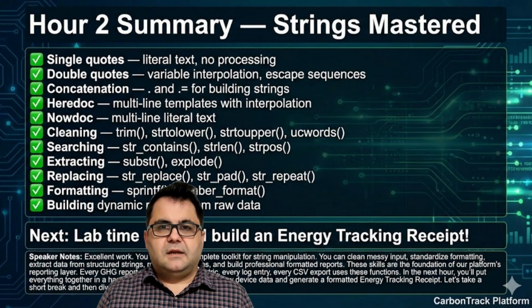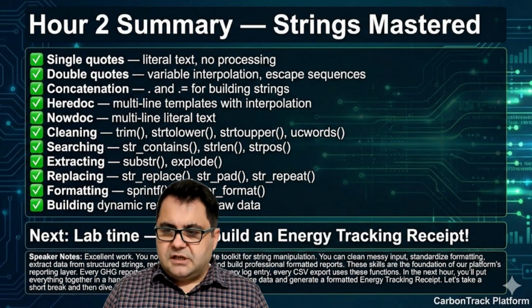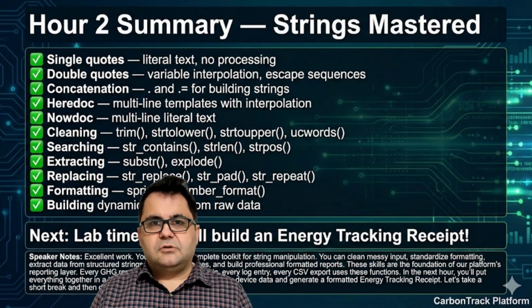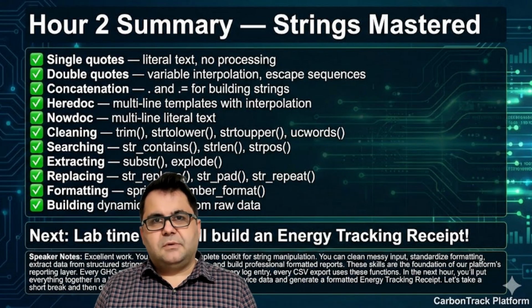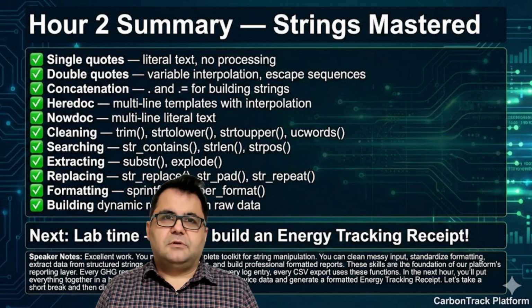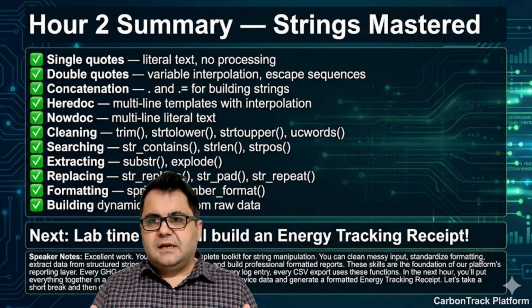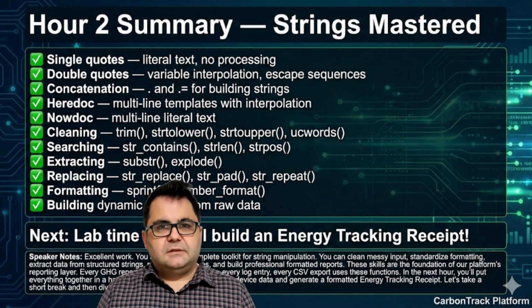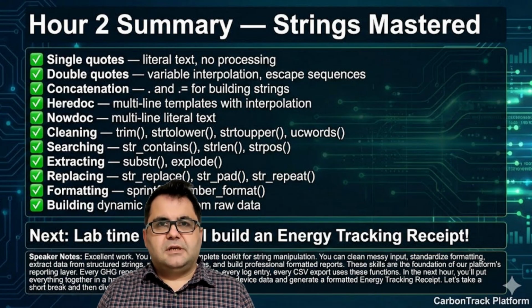Excellent work. You now have a complete toolkit for string manipulation. You can clean messy input, standardize formatting, extract data from structured strings, replace bad values, and build professional formatted reports. These skills are the foundation of our platform's reporting layer. Every GHG report, every dashboard metric, every log entry, every CSV export uses these functions. In the next hour, you'll put everything together in a hands-on lab where you'll process raw device data and generate a formatted energy tracking receipt. Let's take a short break and then dive into the lab.